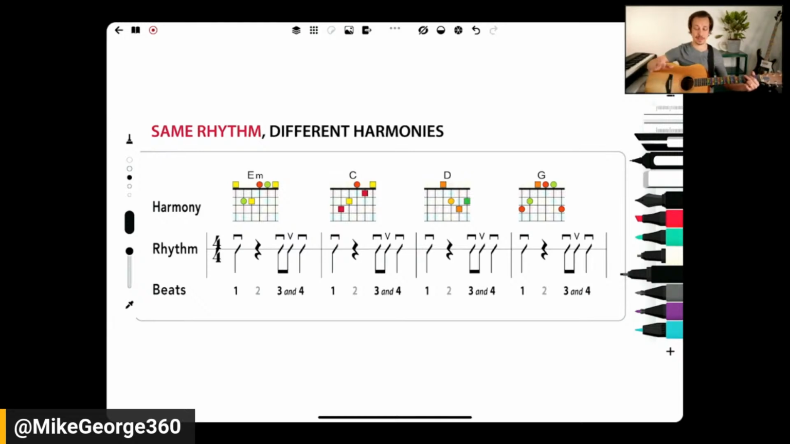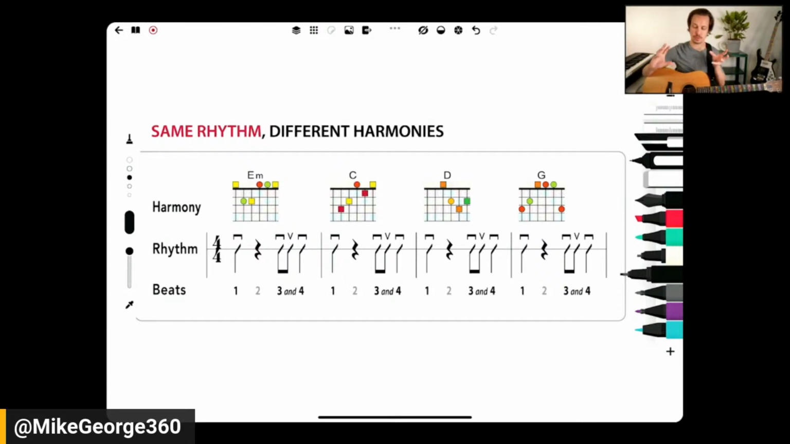Ooh, that's kind of nice. And that chord progression sounds nice. And then combined with the rhythm, it's going to start to get some more structure. It's going to sound like music because it is. So E minor, C, D, G. And then you can start playing around with that.